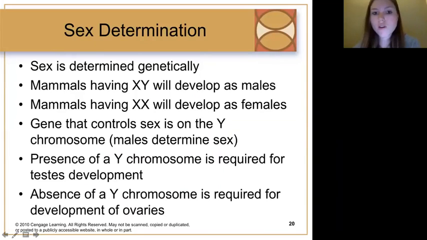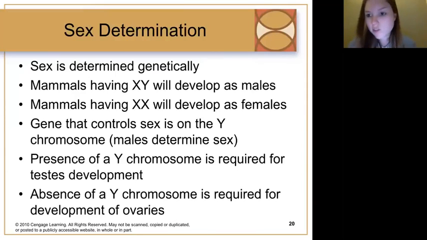Sex determination is really important, and it has to do with the sex chromosomes. Sex is determined genetically, and mammals having the sex chromosomes XY will develop as males, and mammals that are XX will develop as female. The gene that controls sex is on the Y chromosome, and therefore, since the Y chromosome only comes from the male, males will determine the sex of the offspring.